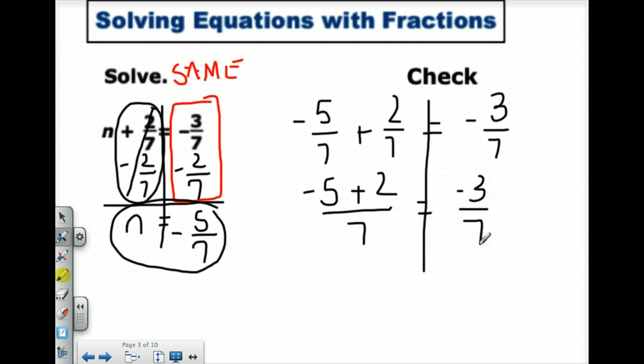And just double check my math. We have signs that are different, subtract, and take the sign of the number that is further from 0. So I know my answer is right because when I substitute it in to check, it comes out even. Let's try another one.